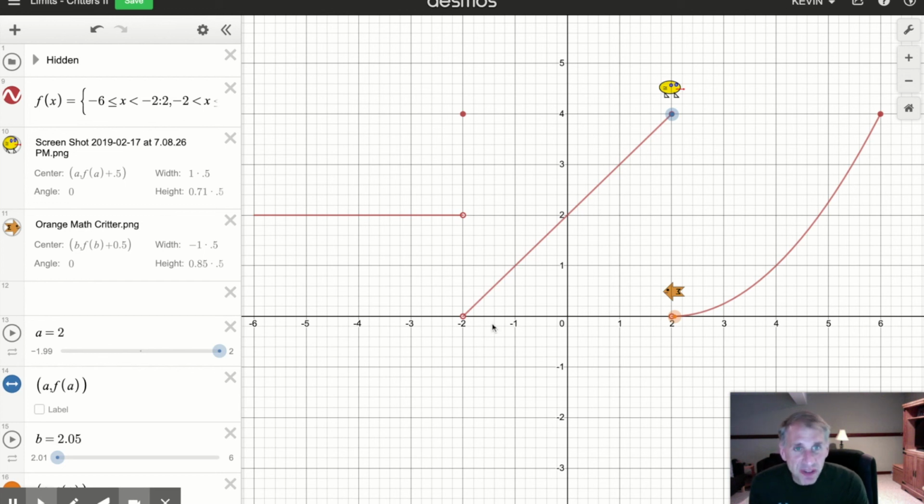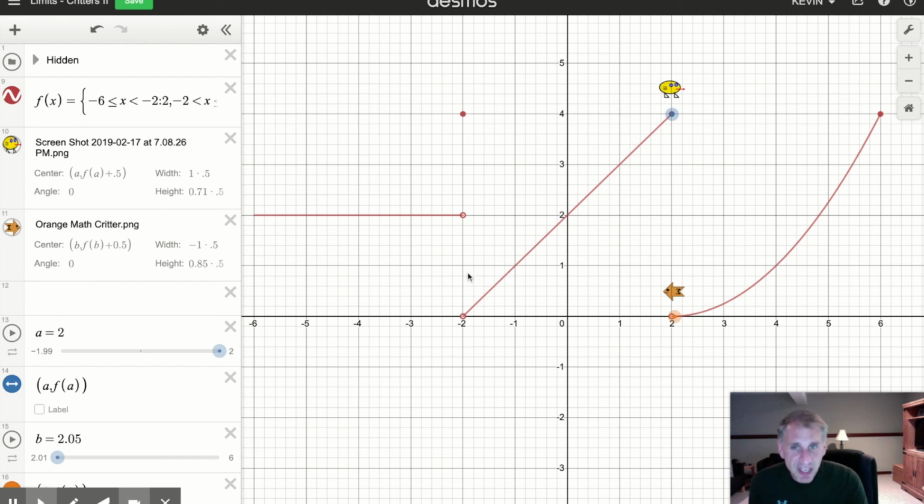The final set of problems, we had the limit as x approaches 0 from the right and from the left. In this situation, as we approach 0 from the left side, we're going to 2. As we approach 0 from the right side, we're going to 2. The limit as x approaches 0, in this case of f of x, would be equal to 2.